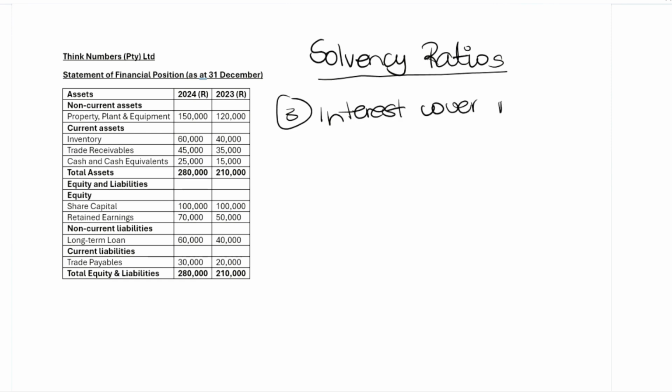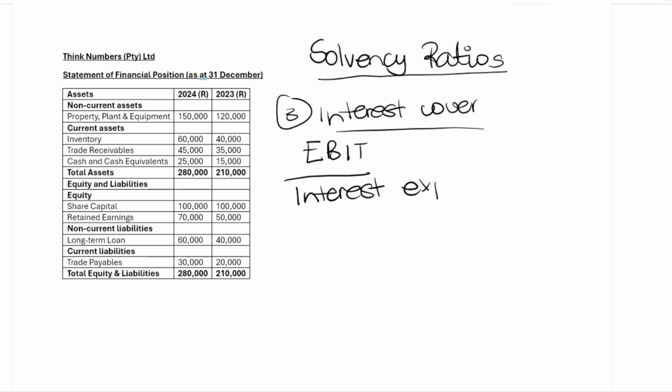And what this ratio looks at is the number of times a firm or a company is able to pay the interest on debt. In order for us to calculate this, we'll have our EBIT divided by our interest expense. And whatever number you get from there is then recorded in times.